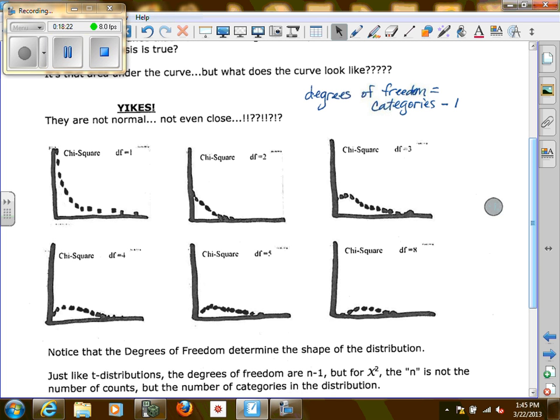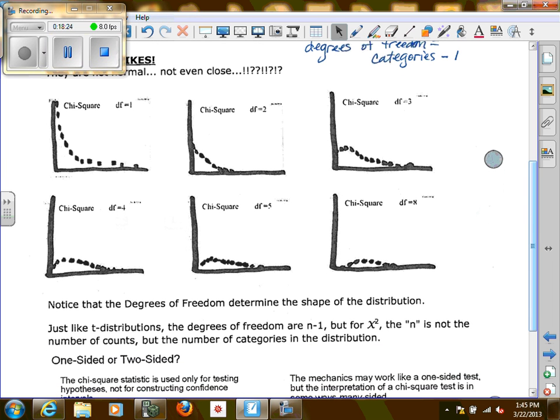Okay, very good. So what happens with these curves is that the farther you go along and the higher you get in your degrees of freedom, so the more categories you have, then the flatter this curve falls out.